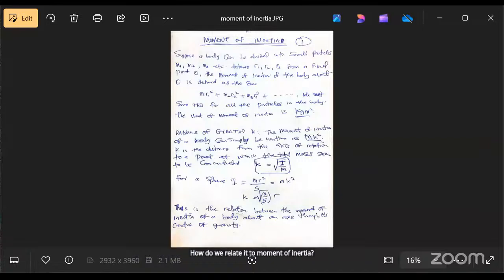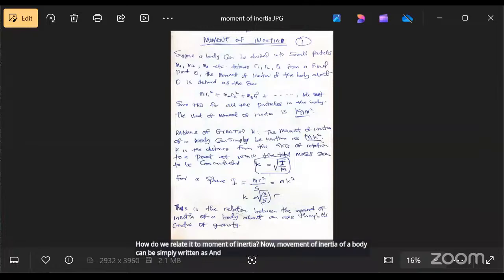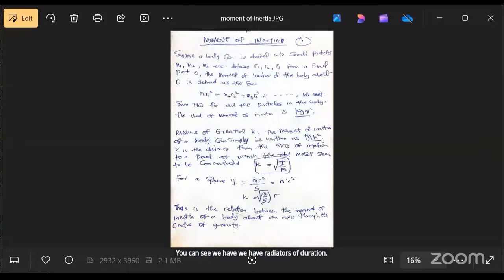Now, moment of inertia of a body can be simply written as mk squared. You can see we have radius of gyration. You have R. Radius is also R. But now under this environment, we now replace that R with K, and having defined K as our radius of gyration.